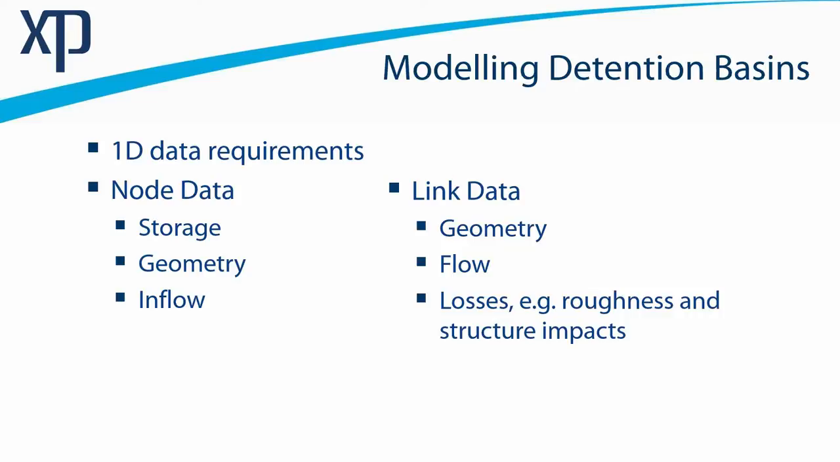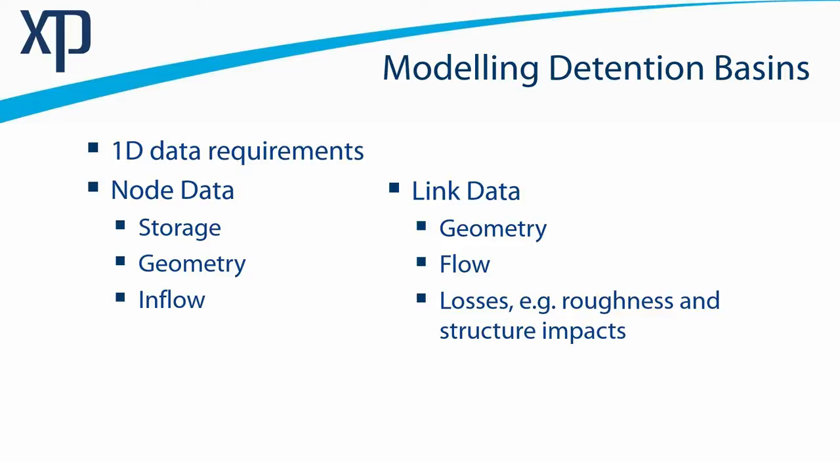When we model a detention basin, we typically need some standard data requirements. These include node data for storage, surface areas, geometries, and of course, understanding those inflows. Link data requirements will come in the form of the decision on whether you have an orifice outlet, a pipe outlet, those weirs or those other clever controls that might be associated with a link.